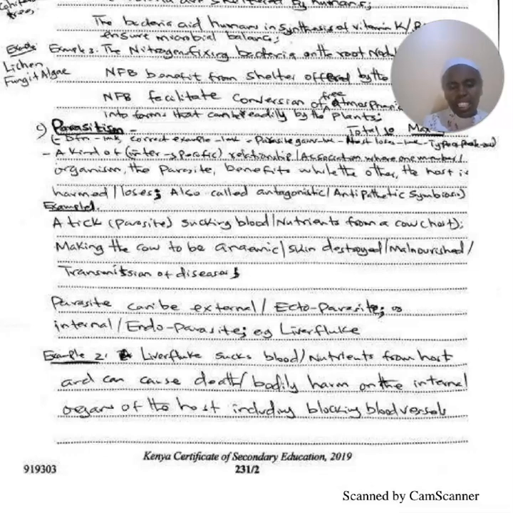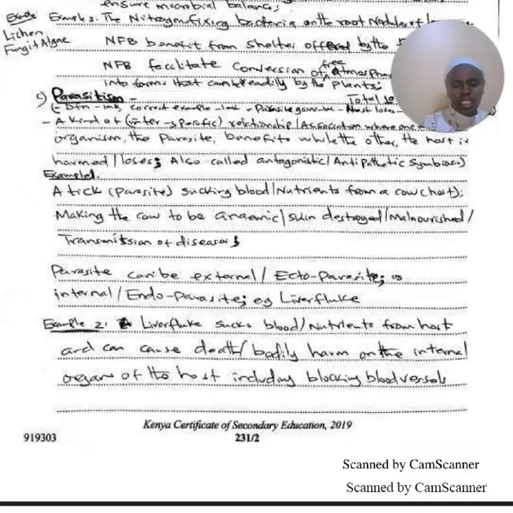And parasites can be both internal and external. So internal parasites are like the liver fluke, the roundworms, the tapeworms. External parasites are like the tick, the mites, etc.